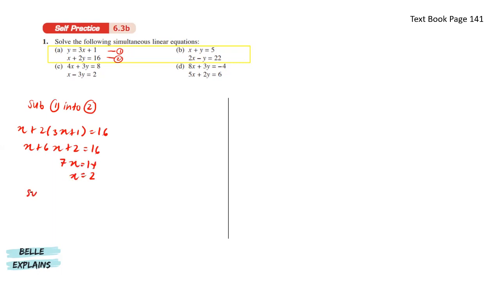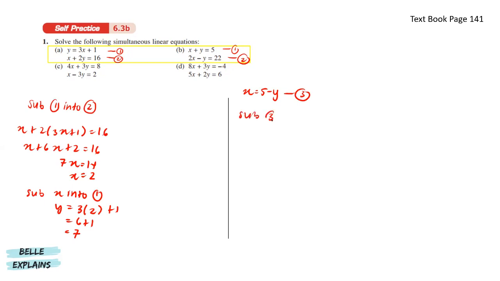Now that we have the value of x, we can sub that into equation 1 to find the value of y. And this gives us the value of y at 7. Let's do the same thing here. From equation 1, let's move the y to the other side. We get a third equation whereby x equals 5 minus y. Let's sub that into equation 2.